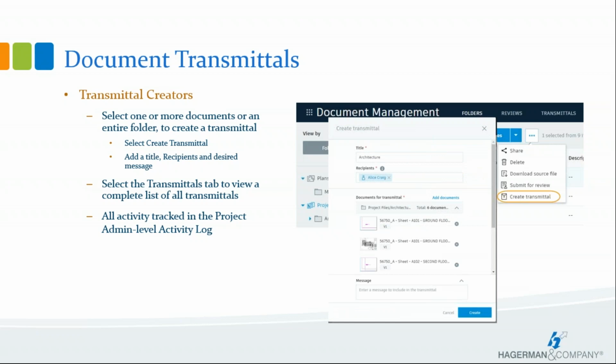In the Create Transmittal dialog box, give the transmittal a title and add the recipients. The recipients can be added by individual users, roles, or companies. Verify the files needed are listed in the Create Transmittal dialog box. If files from another folder are needed, select the Add Documents button and select additional documents for the transmittal. You can also select the little X here to remove a document from a transmittal if you've selected an incorrect one, or if you selected an entire folder but you don't need all the files.